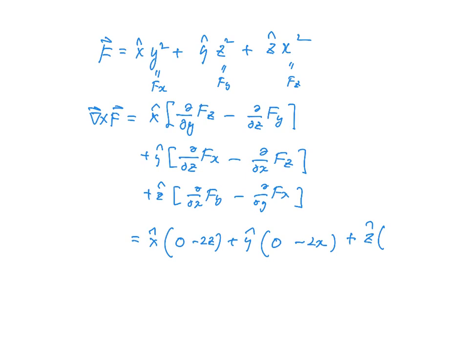Partial x of Fy, where Fy is z squared. If you differentiate by x, you get 0, minus partial y of Fx. If you differentiate y squared by y, you get 2y. So this is not 0 in general, right? Good job.